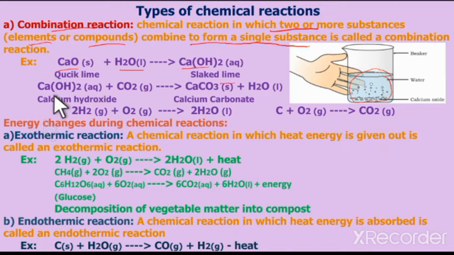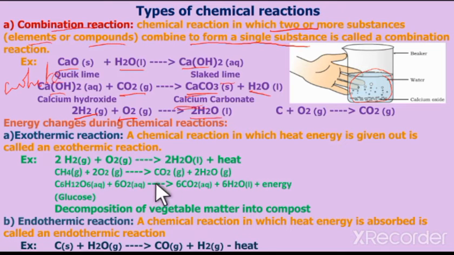The calcium hydroxide formed in this reaction, when treated with carbon dioxide gas, forms calcium carbonate plus water. This reaction is carried out during whitewashing. The calcium hydroxide, that is slaked lime, absorbs the carbon dioxide gas from the atmosphere and forms calcium carbonate on the walls.